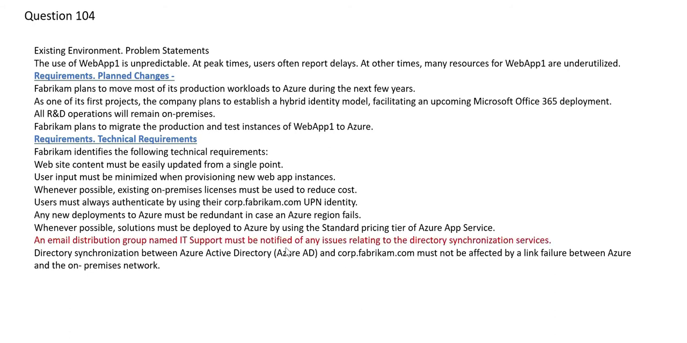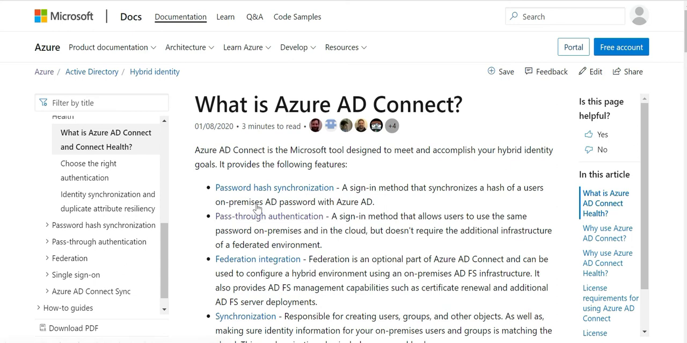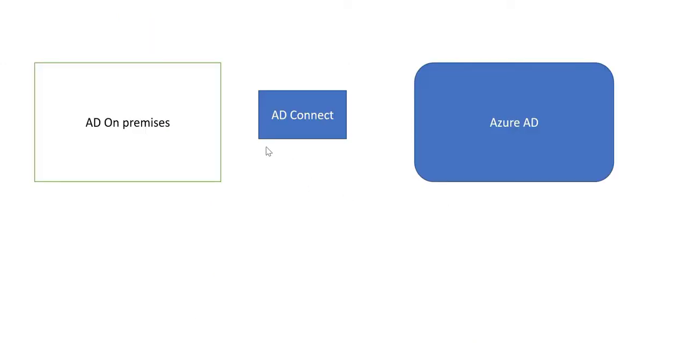This will help me answer this question, because what it's talking about is directory synchronization services. Whenever we talk about directory synchronization, it means AD Connect. If you don't trust me, you see this, there are two mechanisms. One is password hash synchronization, the other is pass-through authentication. This synchronization works between on-premises AD and Azure AD, and AD Connect is usually installed on the target, and it helps in the synchronization between on-premises and Azure AD.